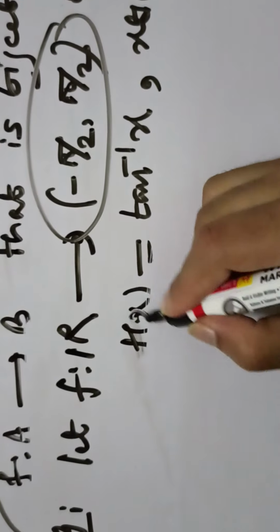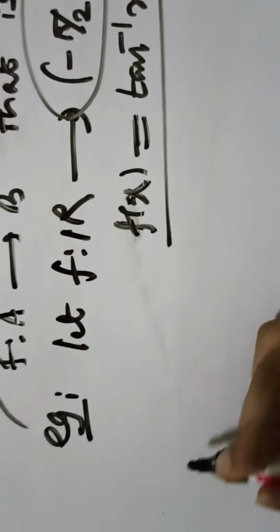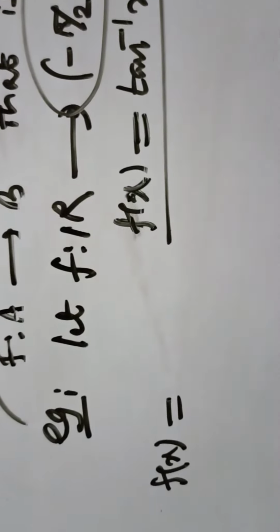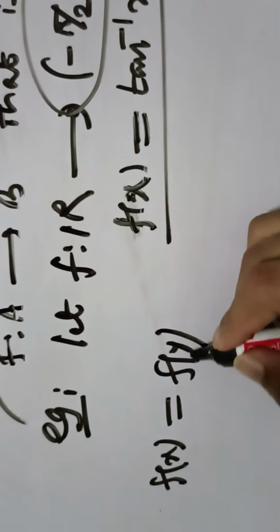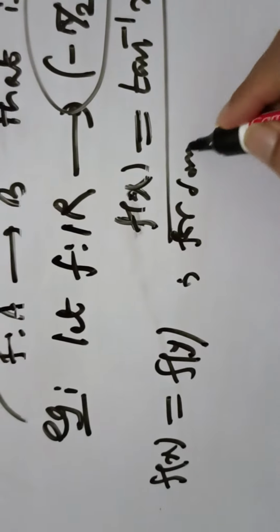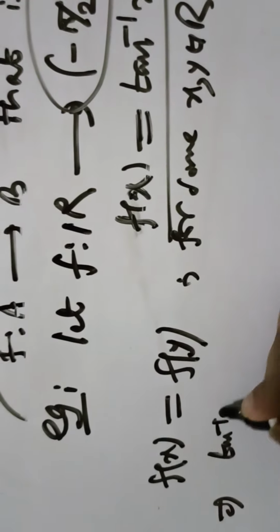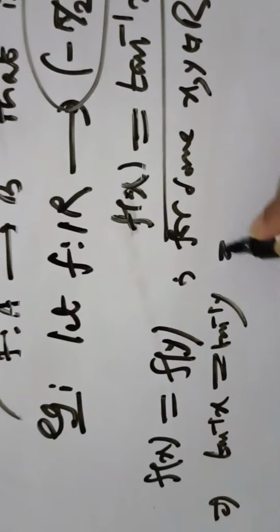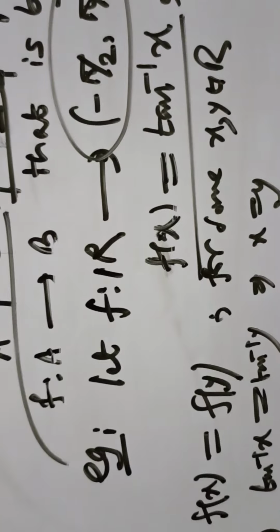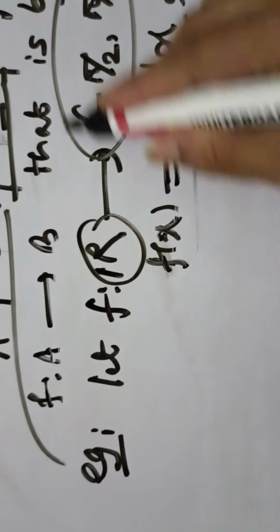Now clearly f is injective. To show injectiveness, you have to show f(x) = f(y) implies x = y. So I am assuming f(x) = f(y) for some x, y belongs to R. This gives tan inverse x equals tan inverse y. This gives x equals y. So it is injective also. So this map is injective and surjective, this map is bijective. So you can say the set R and this interval are equivalent.